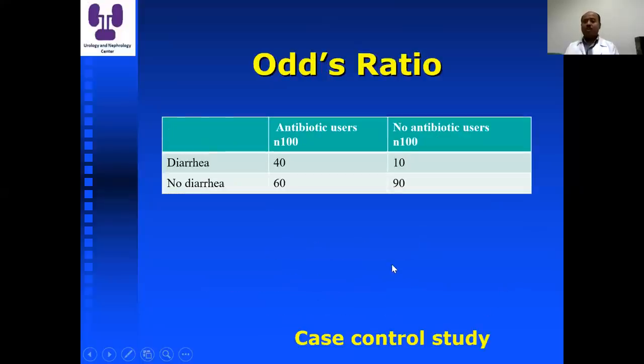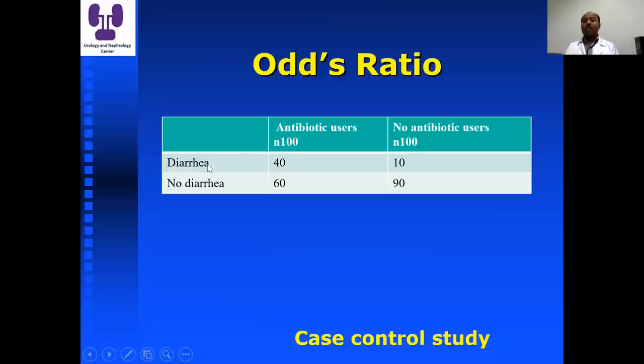Odds ratio. Odds ratio is how to assess the magnitude of difference in a case control study. There is a difference between odds ratio and relative risk, although it carries the same meaning. So if I say odds ratio 4, this means that the item under assessment occurs 4 times in this group. So here we have 100 patients, antibiotic users, and 100 patients, no antibiotic users.